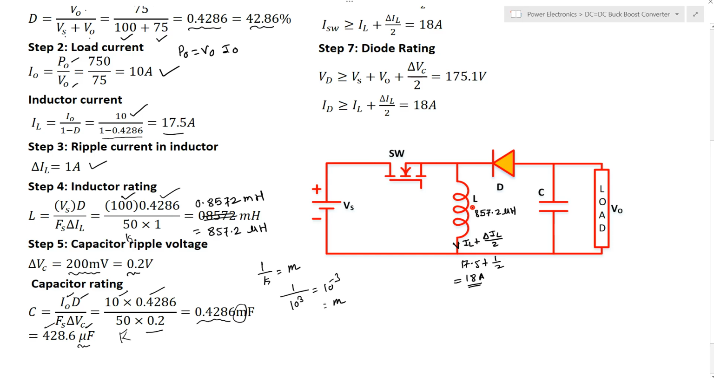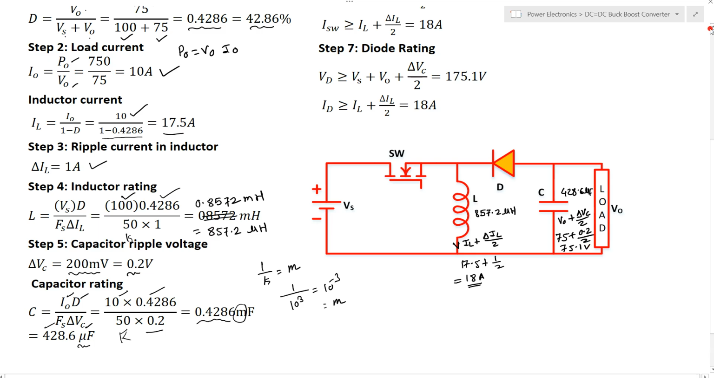So while designing the inductor, we have to take this into consideration: the conductor used to wind and construct the inductor must have a current rating of 18 ampere. Now the capacitor voltage, the capacitance value is 428.6 microfarad, and the voltage is V0 plus delta Vc by 2. So V0 is 75 volt, and delta Vc is 0.2 volt upon 2, so it comes to 75.1 volt. That is the requirement for the capacitor.